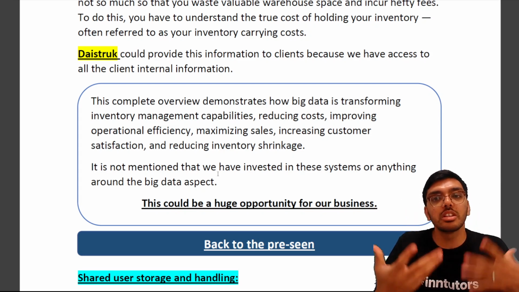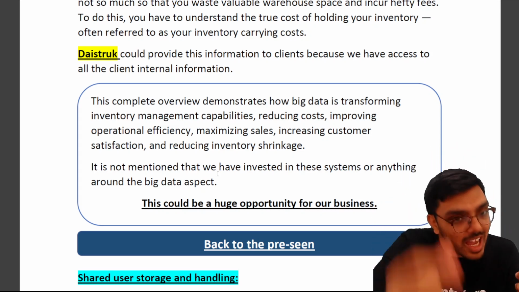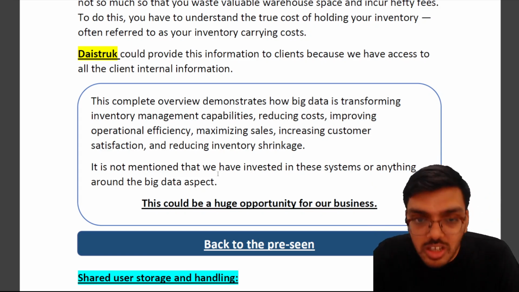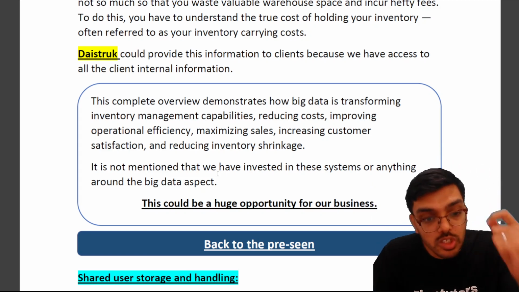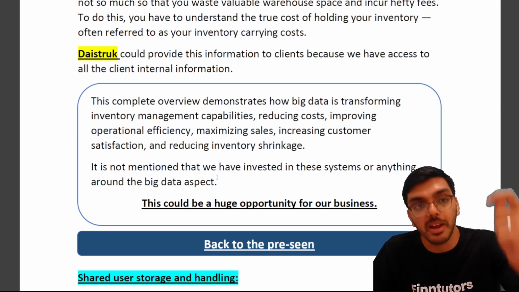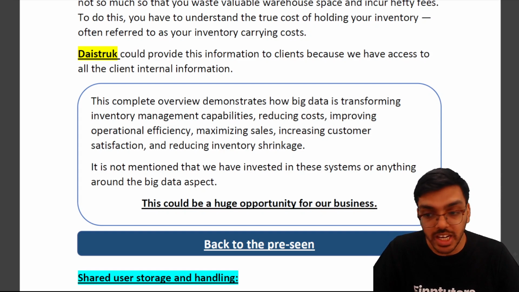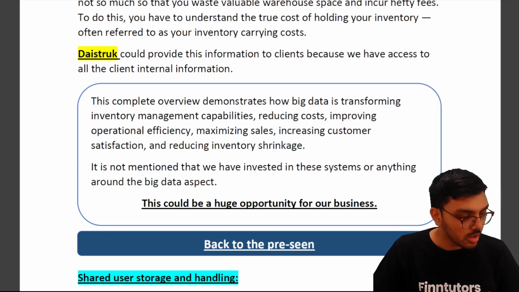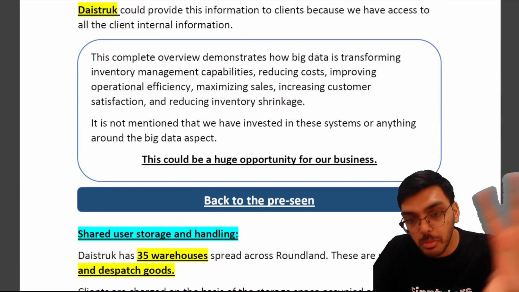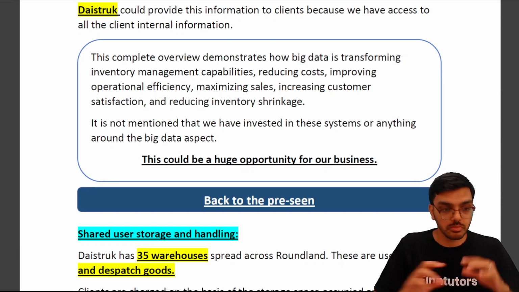So when I saw this inventory management IT related system, I thought, can big data be used? And logistic companies are using this in inventory management specifically to serve their customers in a better way. That is why we gave you this supplementary reading. Now we are back to the pre-seen explanation or information.